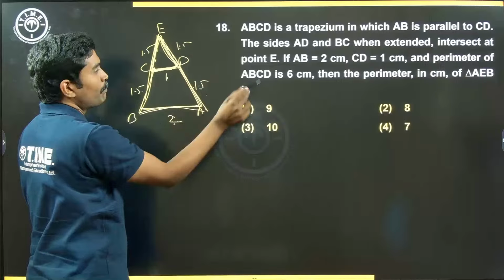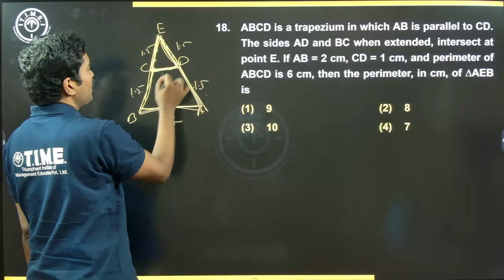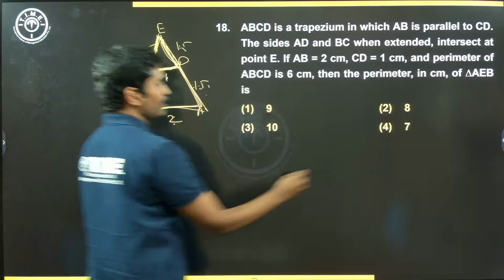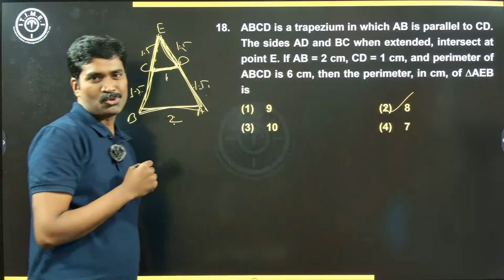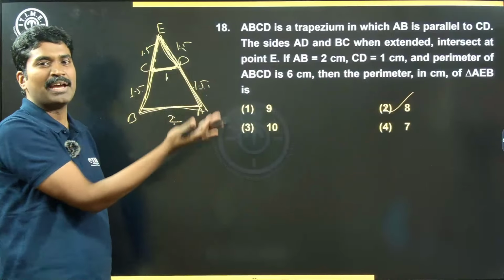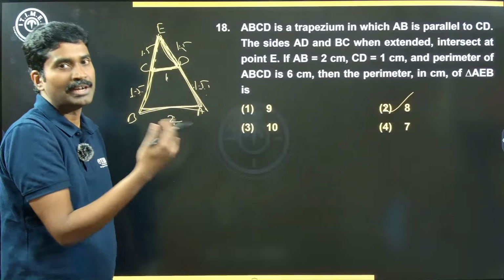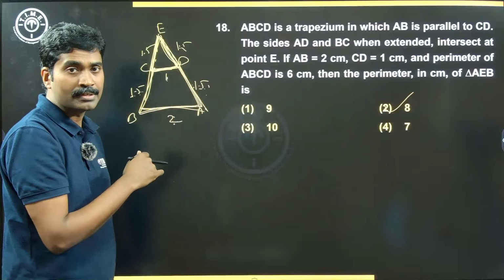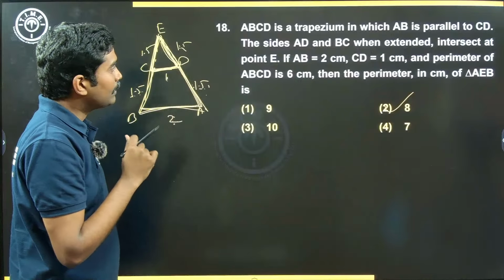So what do I need now? Perimeter of this triangle. 1.5, 1.5, 3 plus 3, 6 plus 2, 8. Done. Option 2. In no time. Quick assumption, exam assumption: assume these are equal because there's no bias towards this side or that side. I have no additional information and I have a unique answer. Right? Next question, guys.